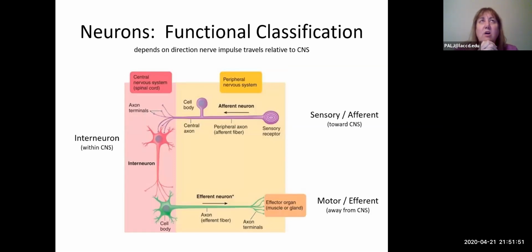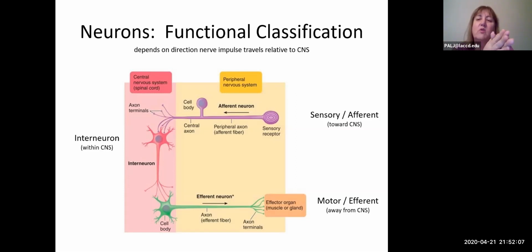All right. So now let's back up and look at the neurons themselves, and let's look at them two different ways. Let's look at what are the general categories of their jobs and what do they look like?